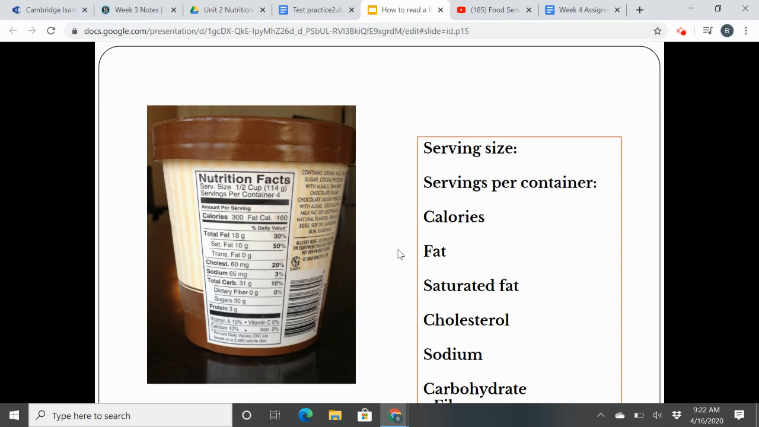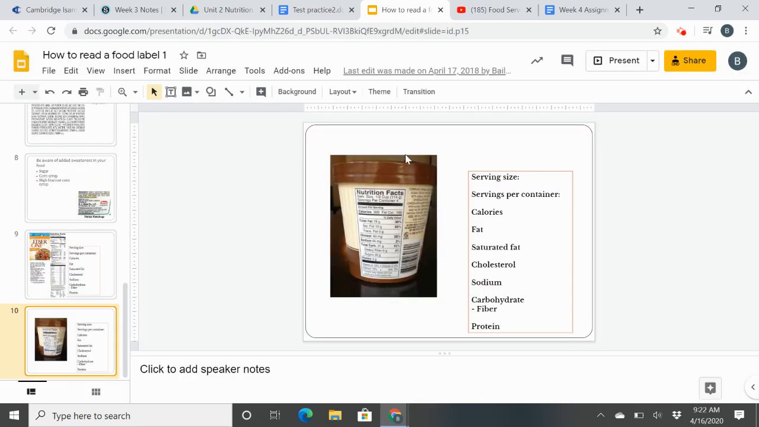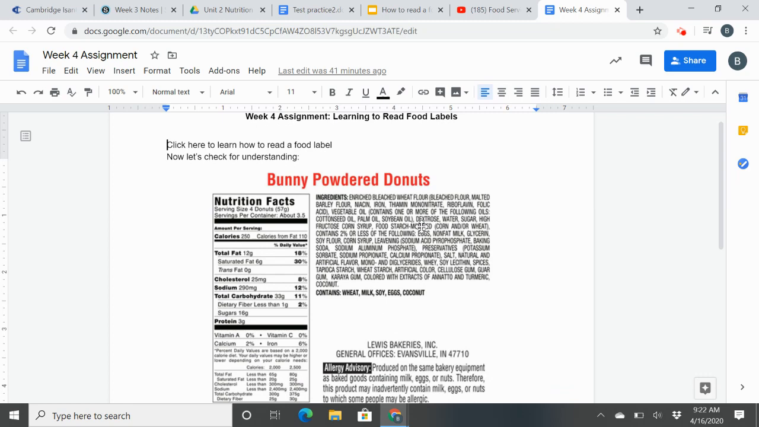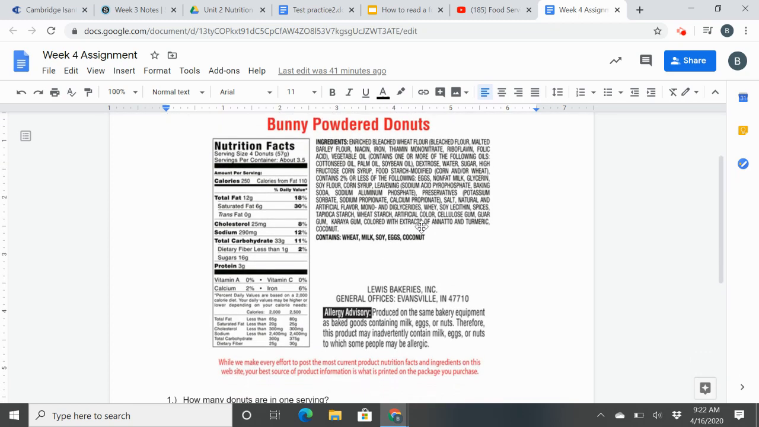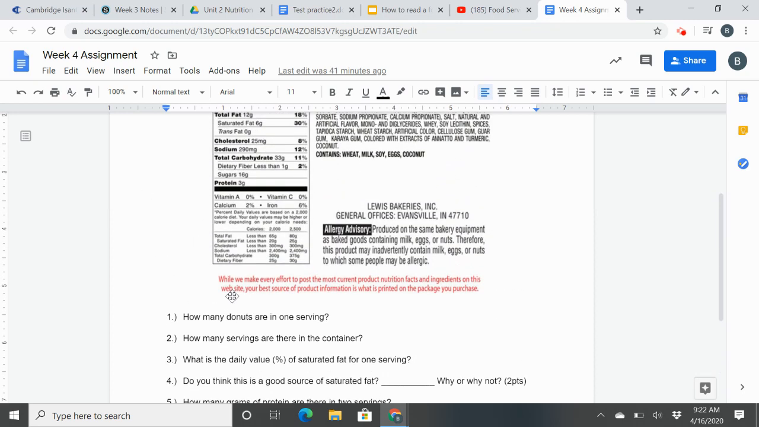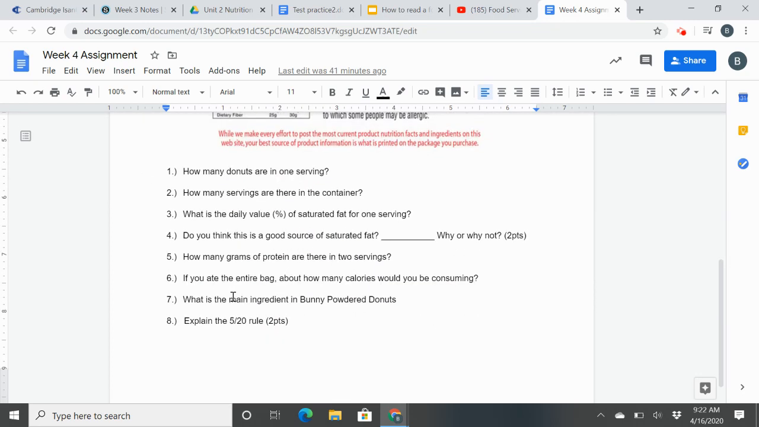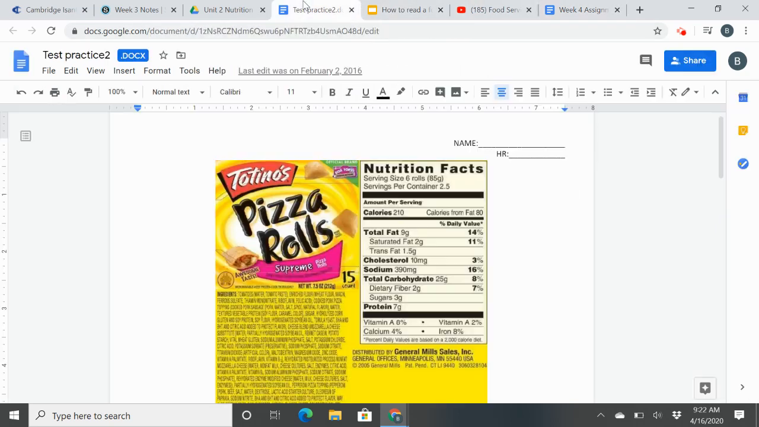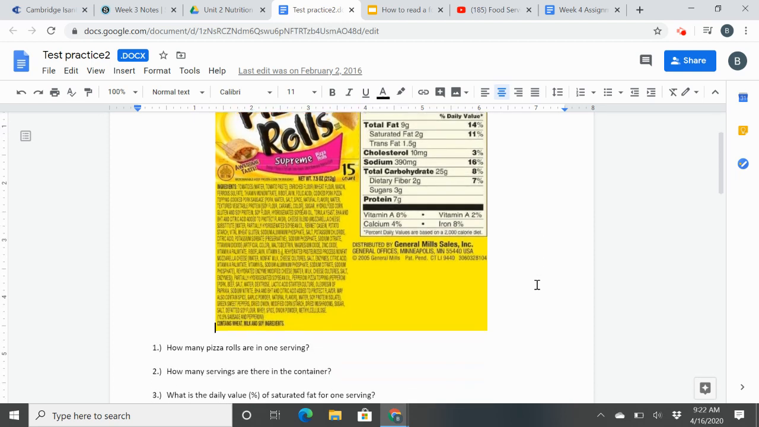All right. So now we are going to look at what your assignment will look like. It's going to look a little bit different. This is what your assignment looks like. So you are going to be reading the food label based on Bunny Powdered Donuts and answering these questions, okay? It's pretty much the exact same questions, but with a different food label. So I'm going to go over this quickly, and then I'll let you get going.